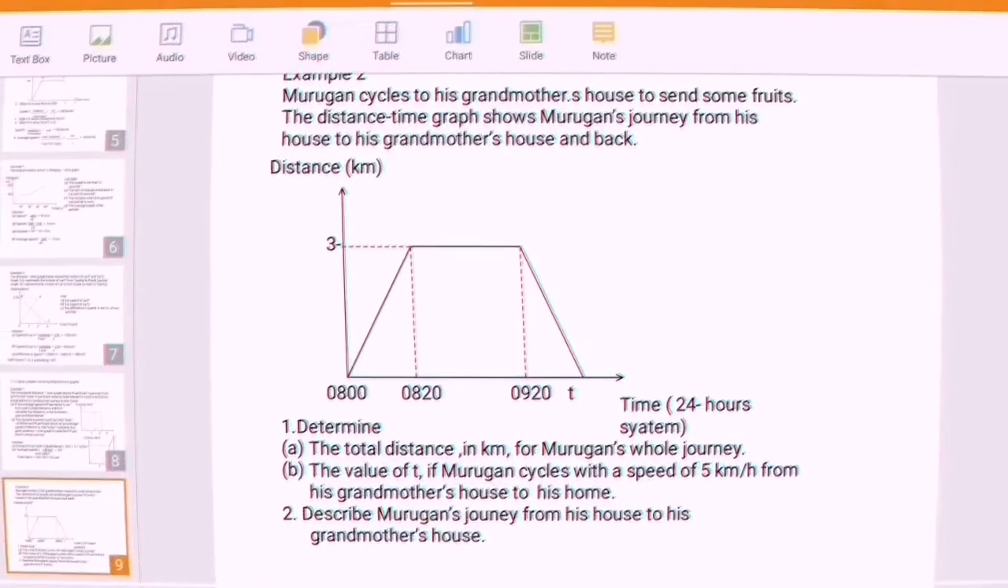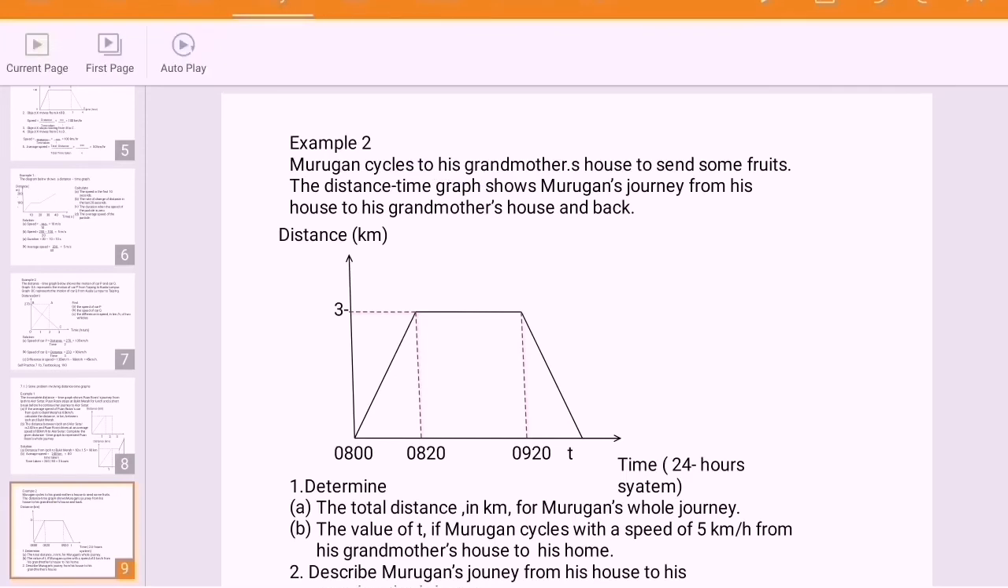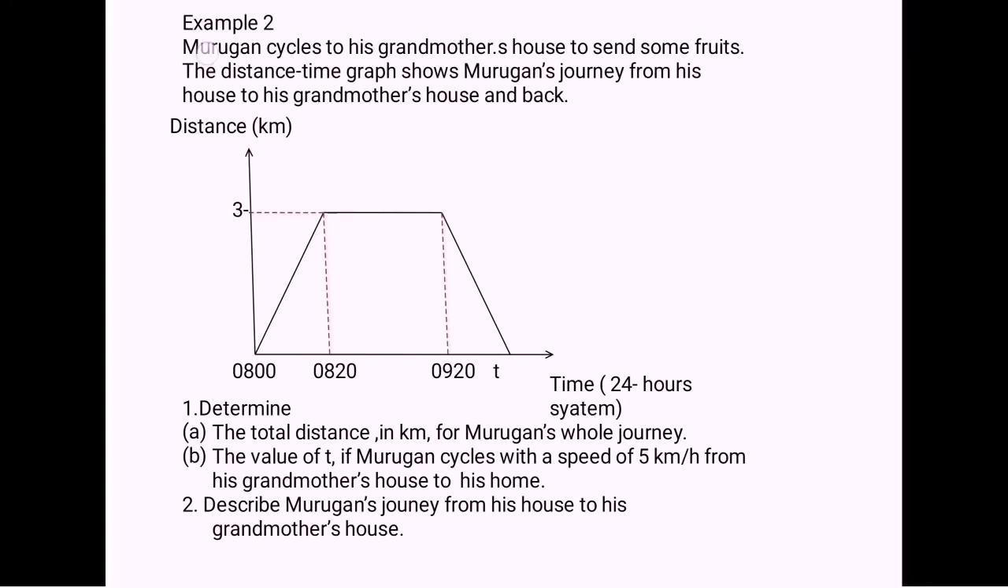Let's see example 2. Murugan cycles to his grandmother's house to send some fruits. The distance-time graph shows Murugan's journey from his house to his grandmother's house and back. This is the graph, distance and time. In the 24-hour system, please correct here, system, wrong spelling.